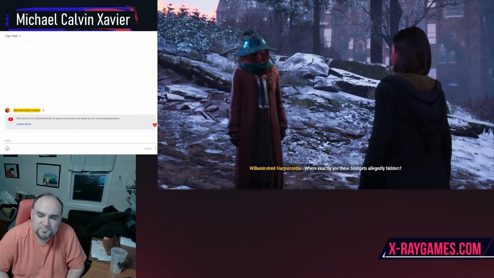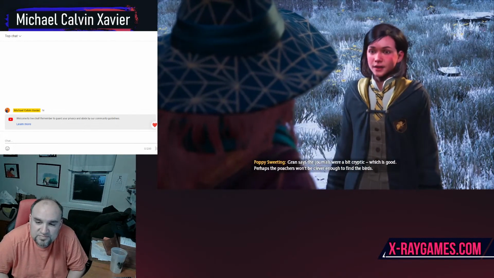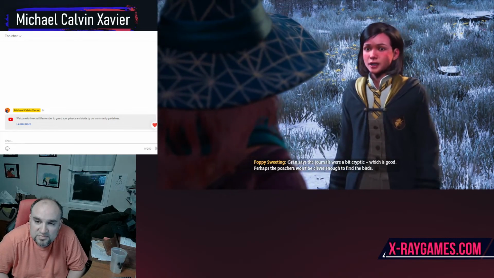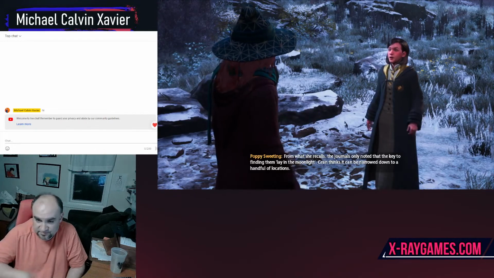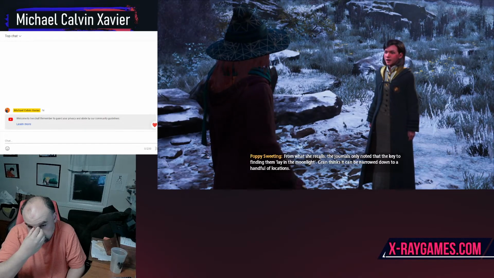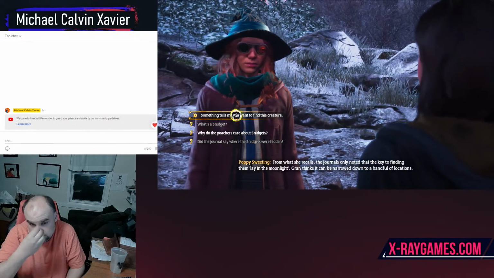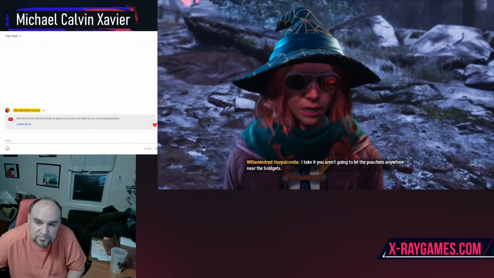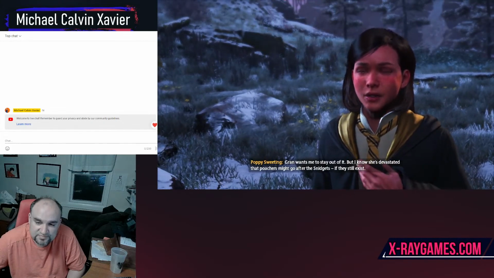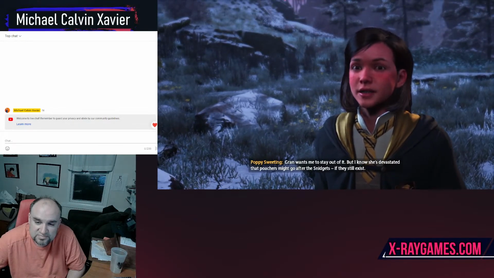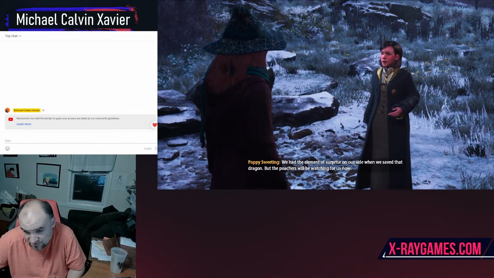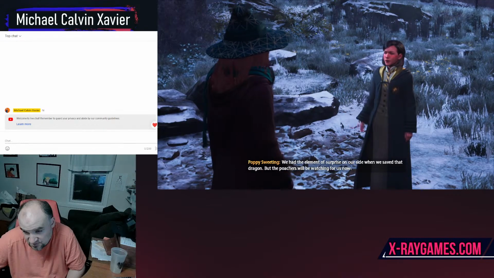Where exactly are these Snidgets allegedly hidden? Gran says the journals were a bit cryptic, which is good. Perhaps the poachers won't be clever enough to find the birds. From what she recalls, the journals only noted that the key to finding them lay in the moonlight. Gran thinks it can be narrowed down to a handful of locations. I take it you aren't going to let the poachers anywhere near the Snidgets. Gran wants me to stay out of it, but I know she's devastated that poachers might go after the Snidgets, if they still exist. We had the element of surprise on our side when we saved that dragon, but the poachers will be watching for us now.